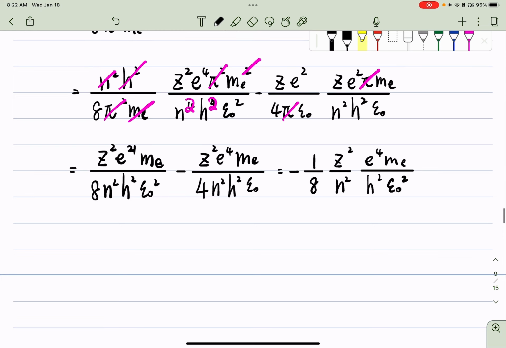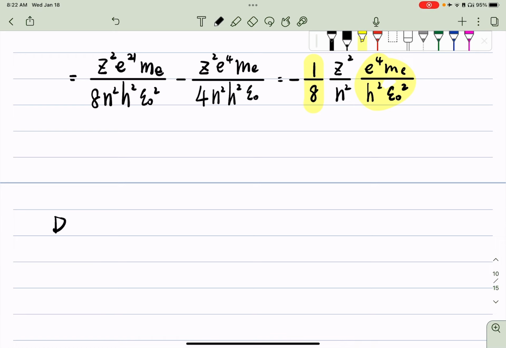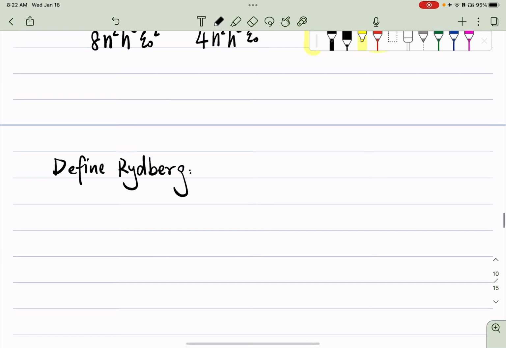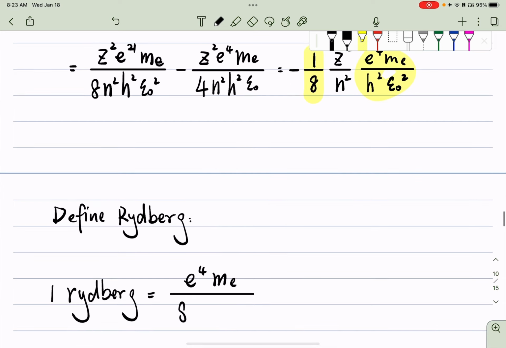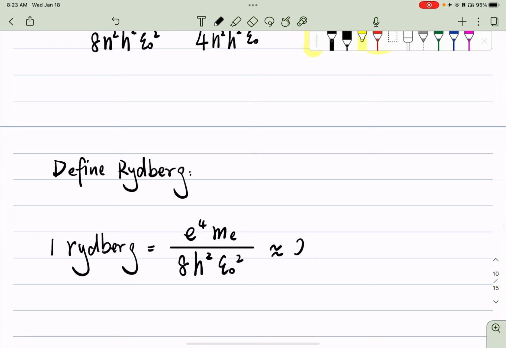And again, for simplification, we can combine these constant terms into a Rydberg, which is a unit for energy. So 1 Rydberg equals e to the fourth m_e over 8 h squared epsilon naught squared. That's roughly 2.18 times 10 to the negative 18 joule.